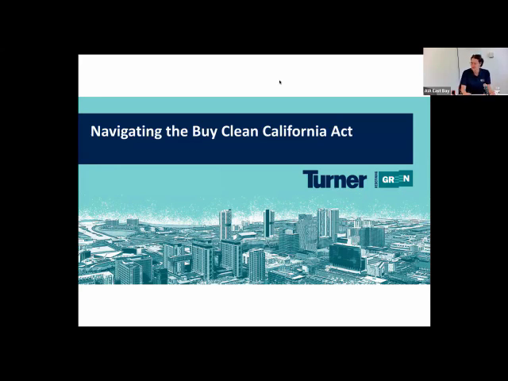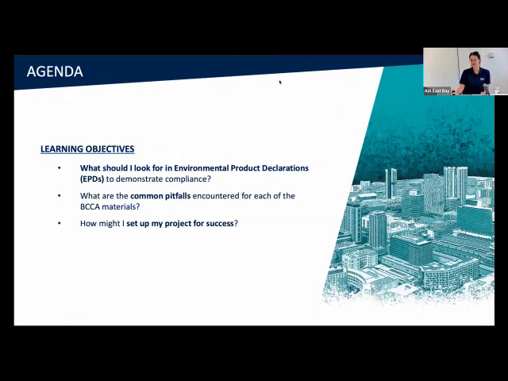A lot of what I'm going to talk about today is from the contractor's perspective. How do we interact with a lot of these regulations that are coming out? Today, specifically, I'm going to focus on the Buy Clean California Act. There are a few learning objectives I wanted to cover. One is, what should I be looking for in an EPD as a general contractor? What are some of the common pitfalls that are encountered for a lot of these materials? And then how can I set up a project to make sure that we avoid those pitfalls?